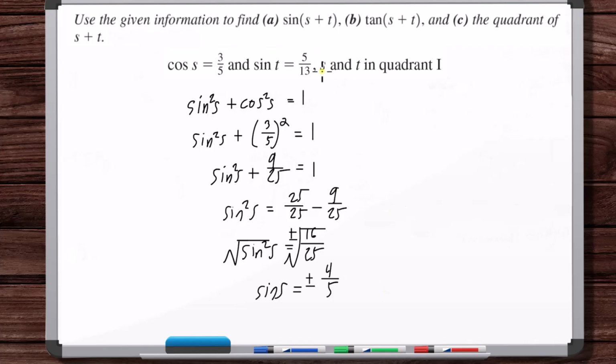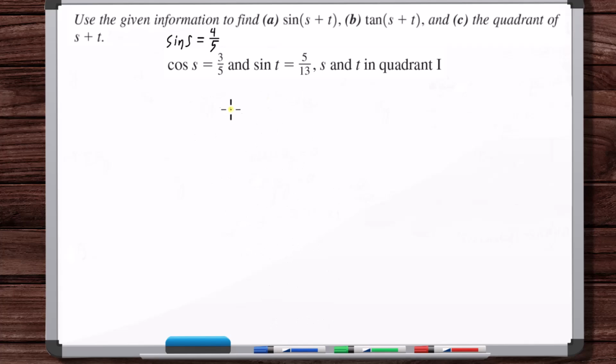However, the problem gives us the quadrant of s. S is in quadrant 1, and all trig functions in quadrant 1 are positive. So since s is in quadrant 1, we know that sine of s must be equal to 4/5. So there we go. We'll write that: sine of s is equal to 4/5. Okay, now we can do the same thing to get cosine of t.